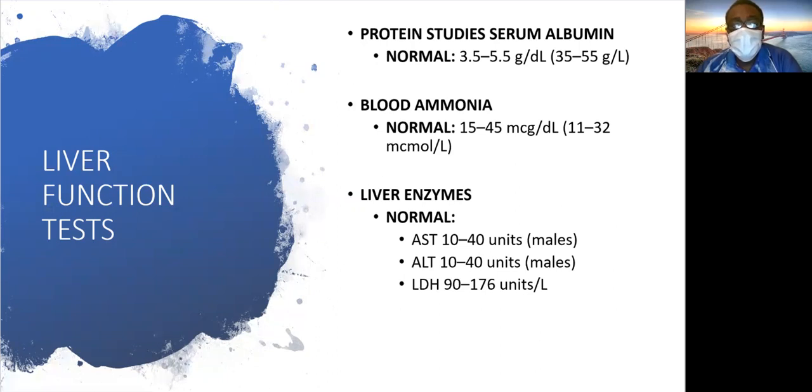For your blood ammonia, your arterial blood ammonia, you also remember that the liver converts ammonia to urea. But with liver disease, the ammonia doesn't get converted, and the levels begin to rise in the body. So the normal levels for blood ammonia should be between 15 to 45 micrograms per deciliter.